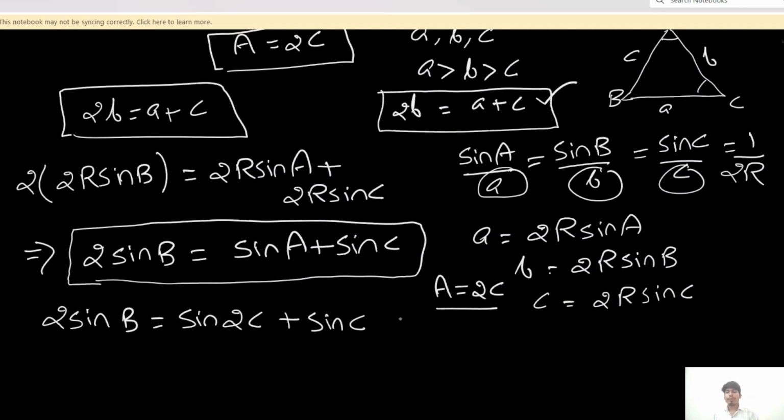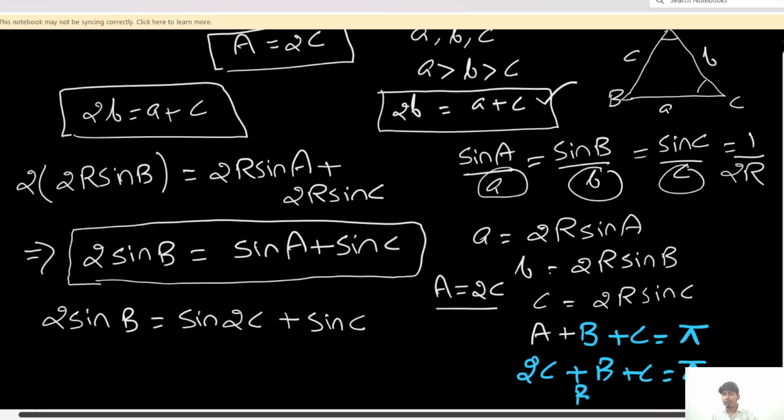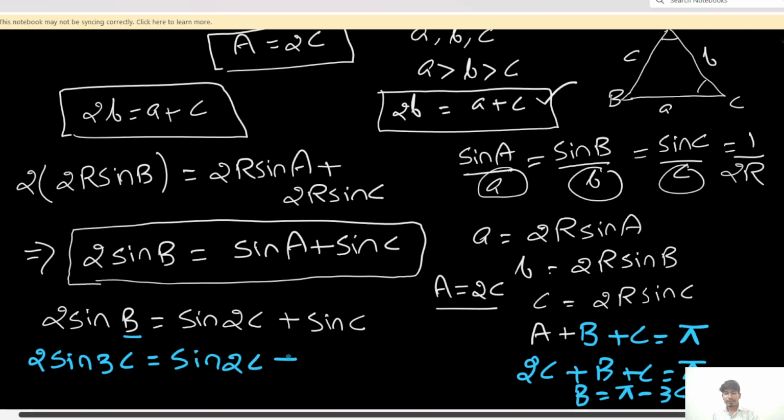Then students see, A plus B plus C is pi. Then A is equal to 2C, so 2C plus B plus C is equal to pi. Then what is the value of B? B is pi minus 3C. Then put the value of B is equal to pi minus 3C. And we know sine of pi minus 3C is equal to sine 3C, because in the second quadrant sine function is positive and on pi, sine remains sine. So 2 sine 3C is equal to sine 2C plus sine C.